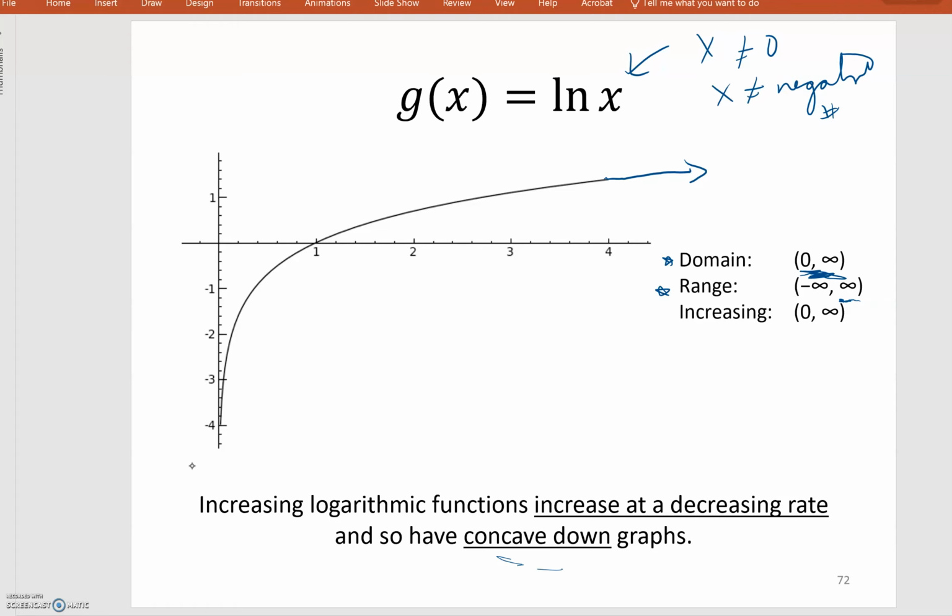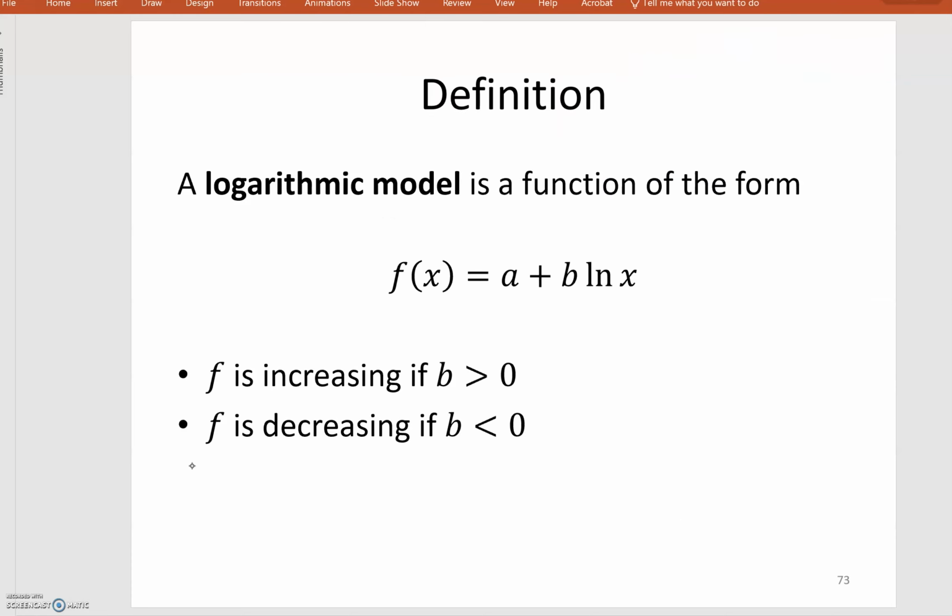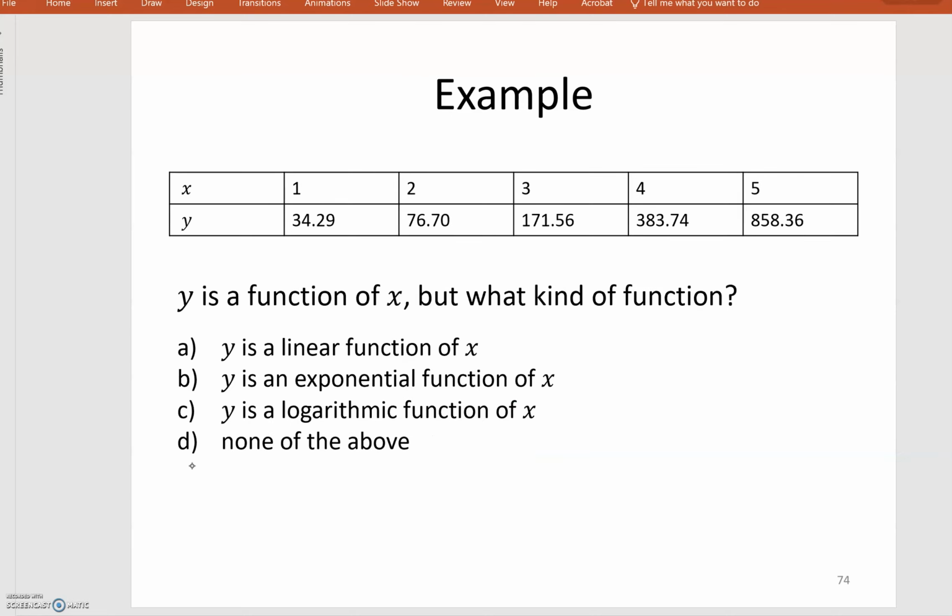That's the big difference, that once you pass this initial rapid growth, then you get really slow growth. In general, a logarithmic model looks like this: f of x equals a plus b times ln of x. And we can have an increasing log function if b is greater than 0, and we have a decreasing log function if b is less than 0. We'll look at decreasing log functions in a little bit. Those are a little bit weird, but we will first look at increasing log functions.